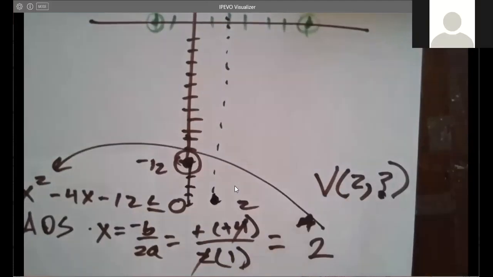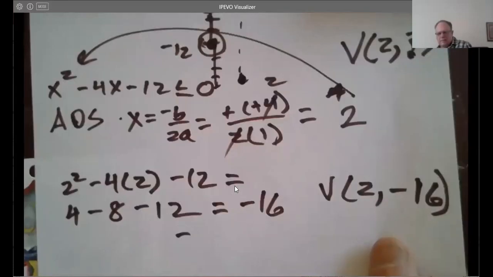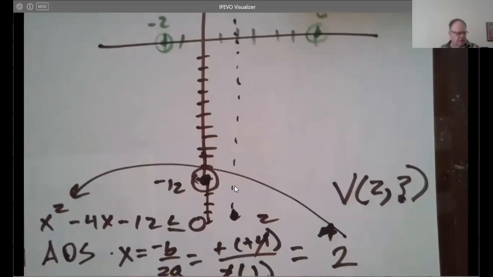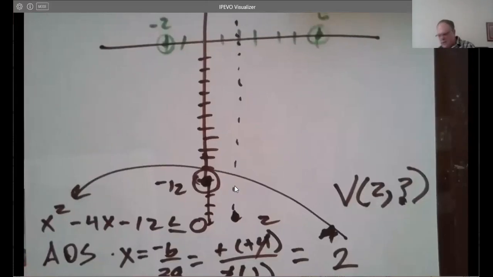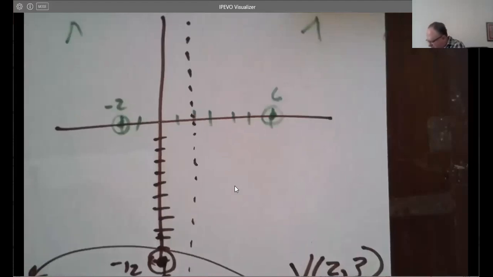Why did you use 2 and 6? Why didn't you use 4 and 3? Oh, you mean in the, oh, okay. So let me graph this, and then I'll go back to your question.